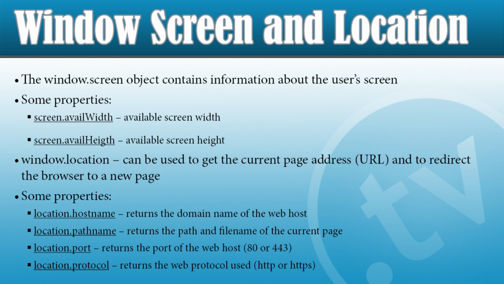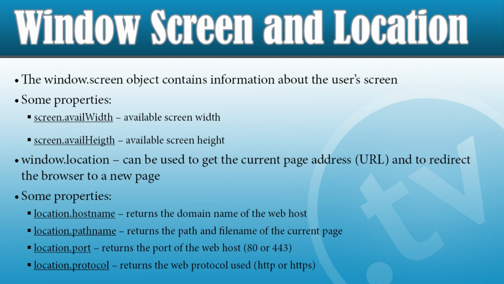Window screen and location. The window.screen object contains information about the user's screen. Some properties available: screen.availWidth to get the available screen width, screen.availHeight to get the available screen height.